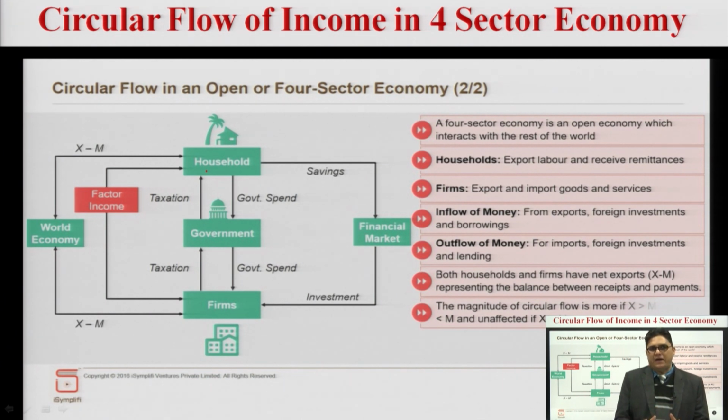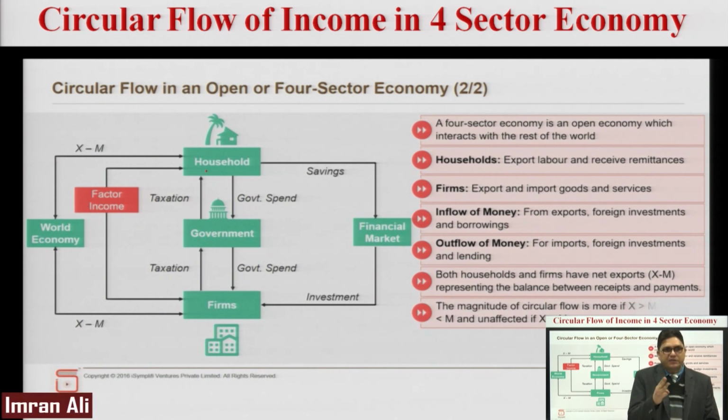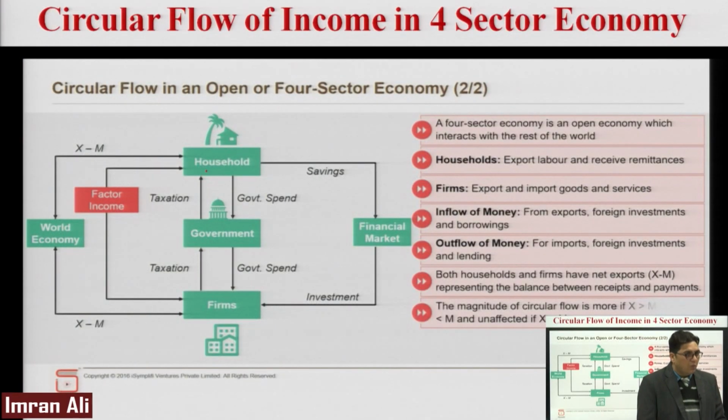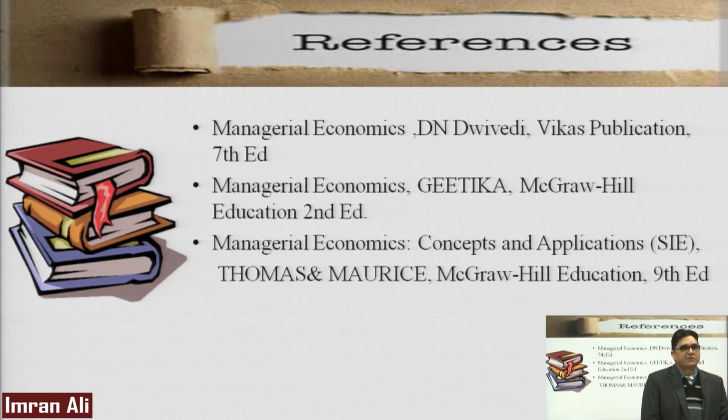So today we discussed the circular flow of income, where money needs to keep circulating. We discussed three approaches: the two sector, where individuals and households were there; the three sector, with individuals, households and government; and the fourth sector, which is more open and liberalized, and we have more interaction with the world economy. So that's all for today.